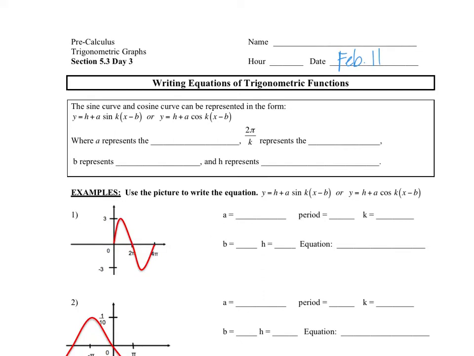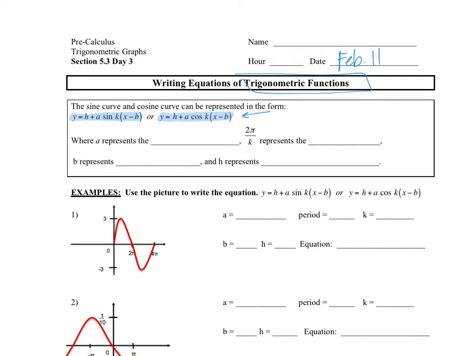All right, so we are doing section 5.3, day 3 today, which is going to kind of go backwards. So we've been graphing trigonometric functions, and we've been using this sort of parent graph mentality where it could be sine or cosine, but we've got the h, the a, the k, and the b that kind of tell us what to do with that parent graph. So basically what we're going to do is work backwards today. I might give you a picture of a graph, or I might explain or give you some information about the graph, and we're going to end up writing those equations.